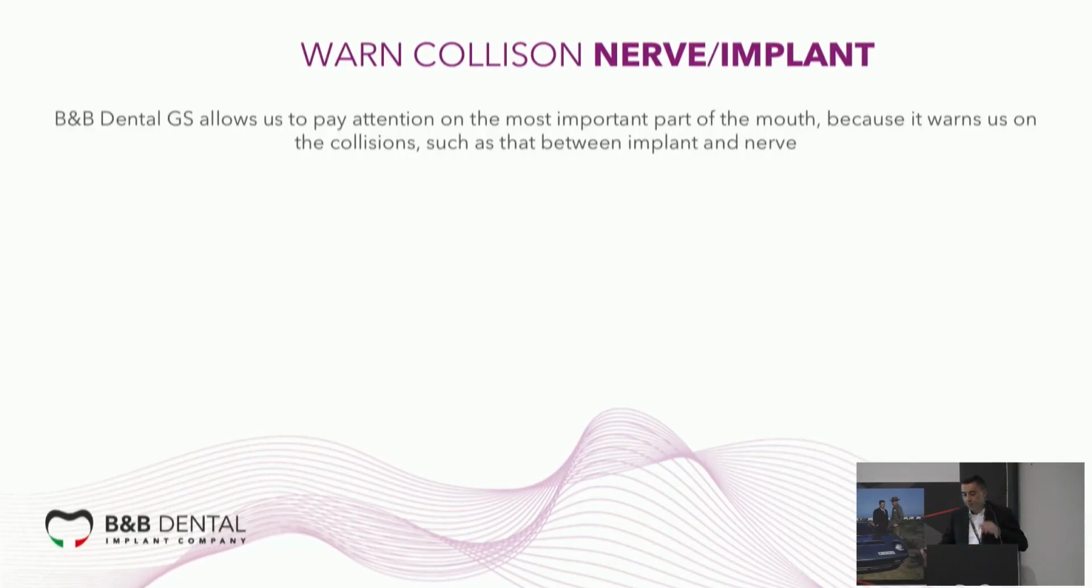Word collision is very important in the software, mostly for nerve implant collision. There are three types of collisions. The first one, maybe more important than the others, is collision between nerve and implant. The other two are collision between implant and implant, and between model, gingiva, and sleeve.